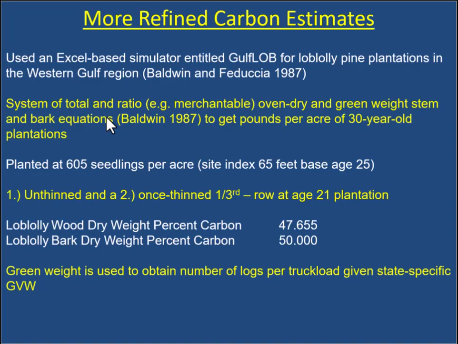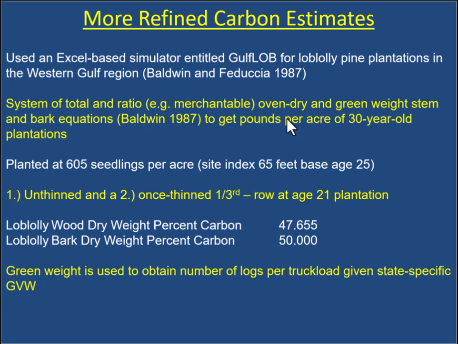Because a lot of times we're not hauling the whole stem, we're hauling a merchantable stem. If you're talking about just the saw logs, up to an 8-inch or 6-inch top, or a 4-inch or 2-inch top on pulpwood, then we really need to get the amount of content in the merchantable log. That's where these ratio equations come in. Why do we need the green weight? Once again, because we need to determine the amount of logs on that truck, given the maximum gross vehicle weight and the tare weights of the truck and trailer.